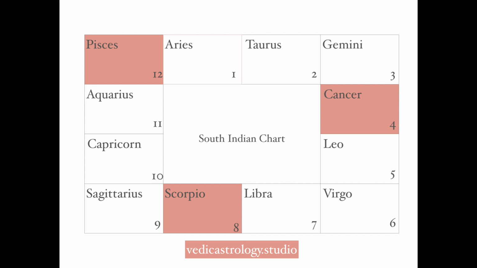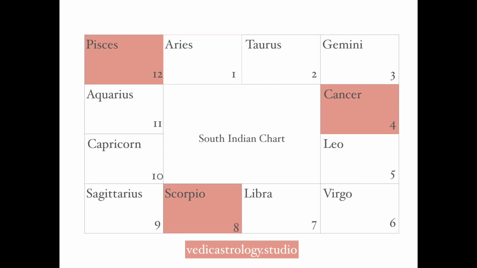You said people who have more planets in the 4th, 8th, and 12th houses will be psychic. Do you mean that they are mentally a bit weak or emotionally imbalanced?